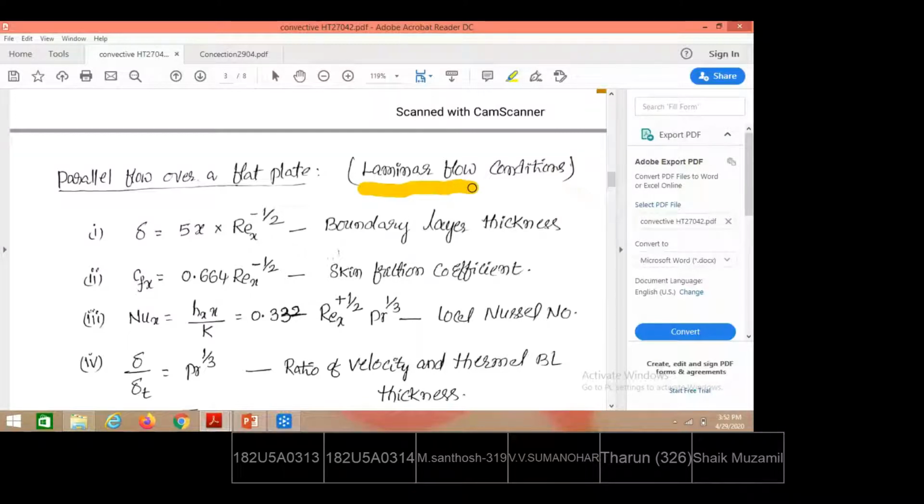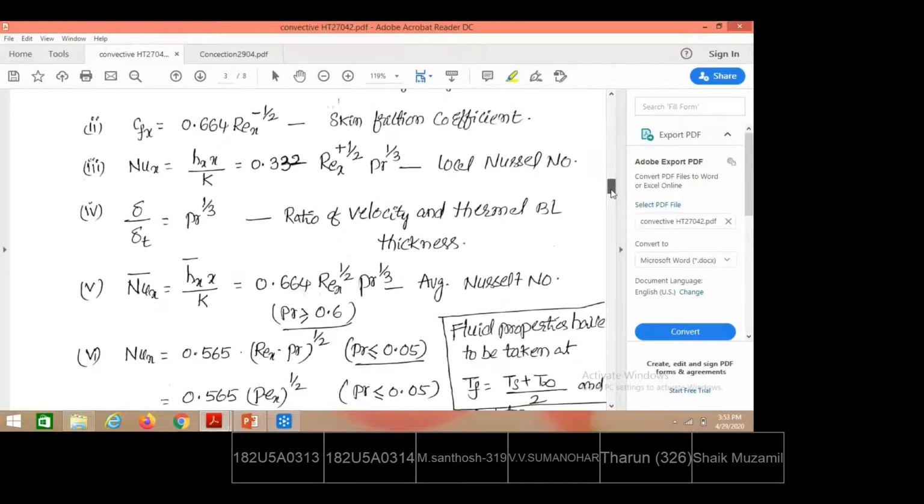So the Reynolds number in this region is less than 5 into 10 to the power 5. This will be less than 5 into 10 to the power 5. So that is the length up to which the Reynolds number is less than 5 into 10 to the power 5. So in that region, the applicable relation.